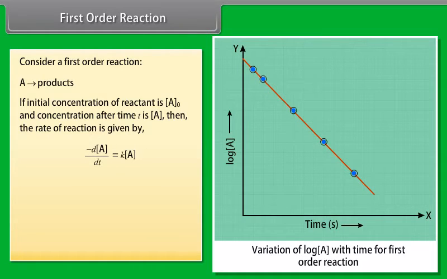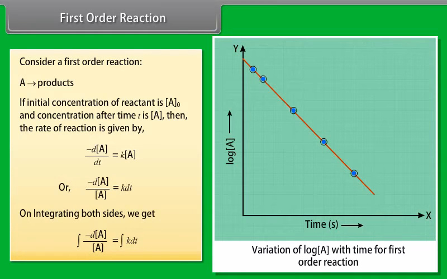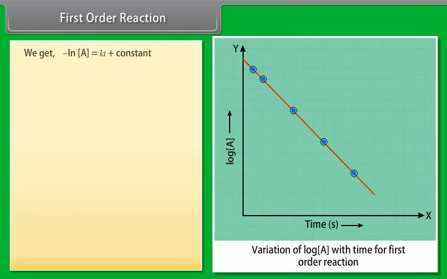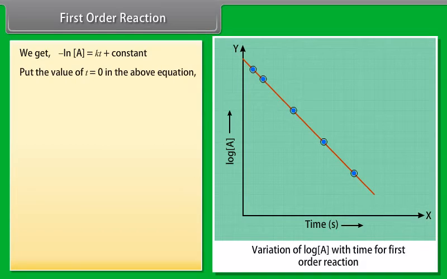If the initial concentration of reactant is A naught, and the concentration after time t is A, then the rate of reaction is given by: minus dA by dt is equal to the product of K and A raised to the power 0, which is equal to K. It can be written as dA is equal to minus K dt. Integrating both sides, we get A is equal to minus Kt plus C.